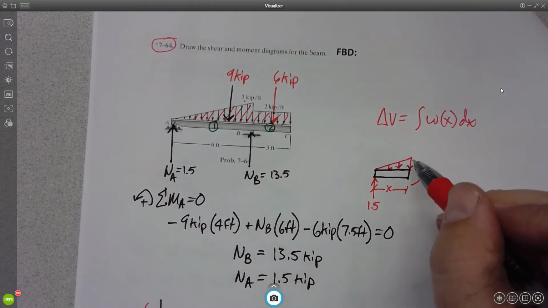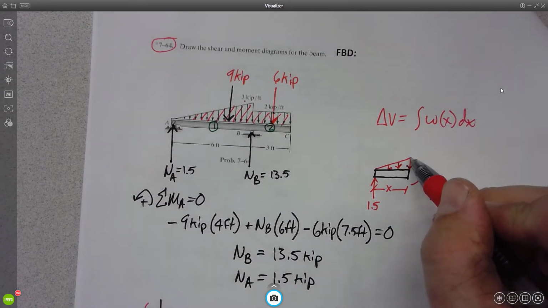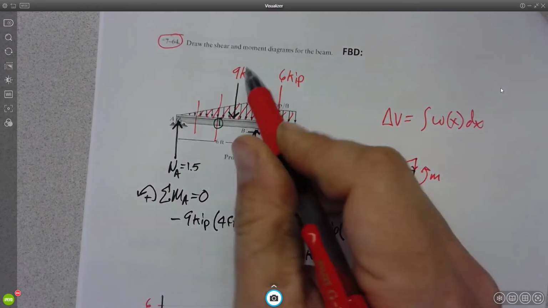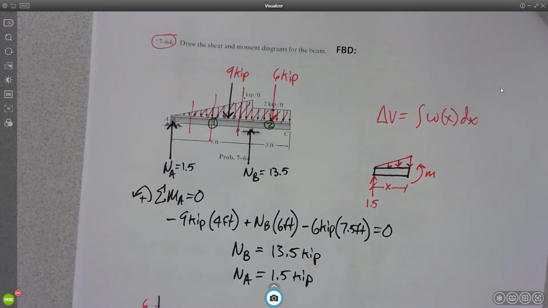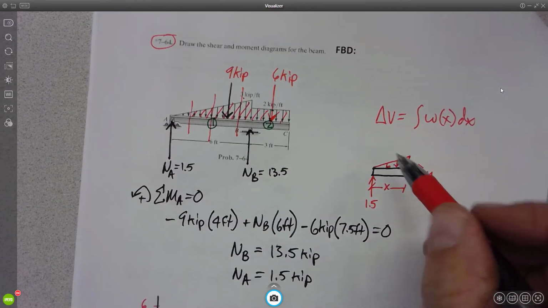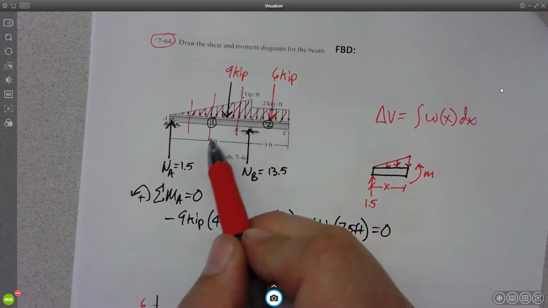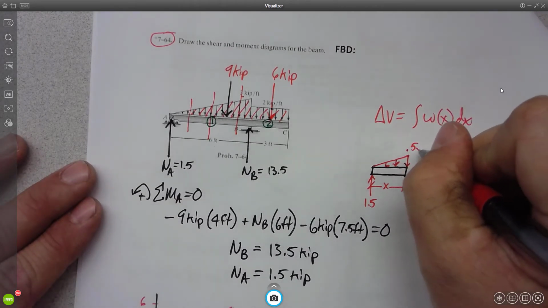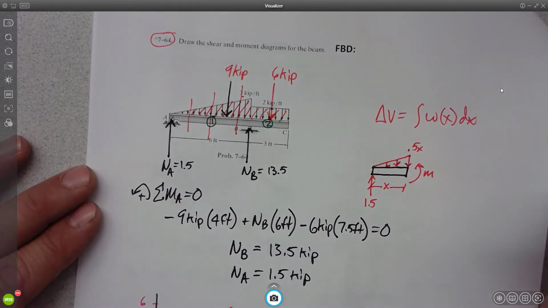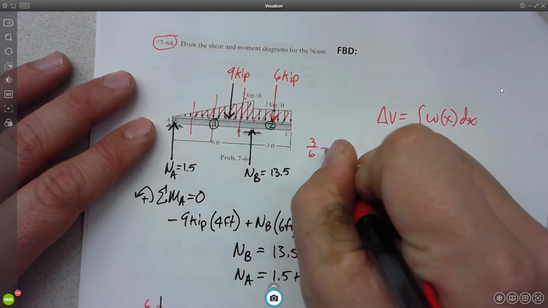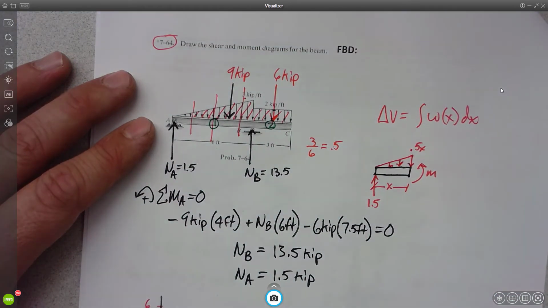Yeah, so the height of this changes with x, right? As you go across, if I sliced it right here, I'd have one height. If I sliced it here, a different one. And if I sliced it there, a different one. So really, I need to figure out the slope of this line. The slope of that line is 3 kip per foot over 6 feet. So I'm pretty sure the slope of this is 0.5 x. Rise 3 over run 6. 3 over 6, 0.5. Okay.